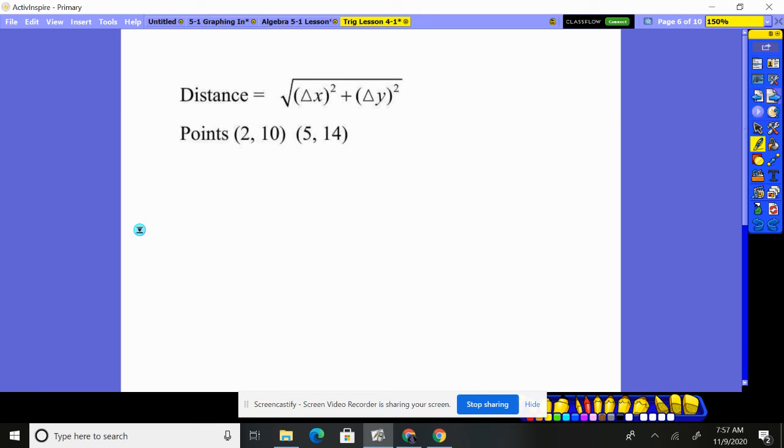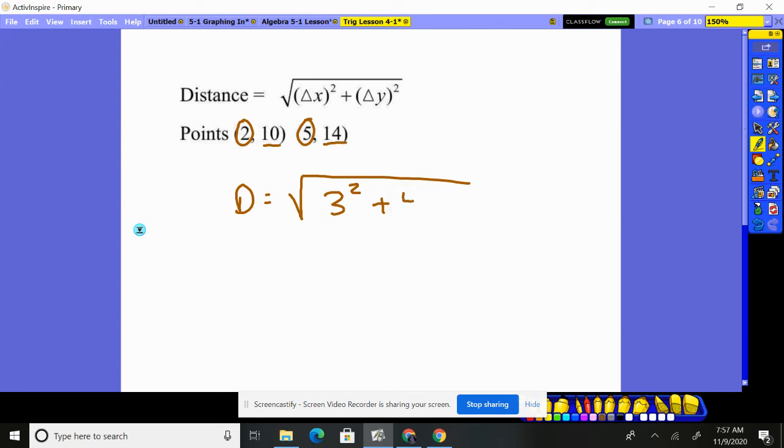So let's say we need the distance between these points. Well, I'm simply going to subtract my x's, 5 and 2. The difference between 5 and 2 is 3, and I'm going to square it. Doesn't matter if you do it backwards, because 2 minus 5 is negative 3, and once you square negative 3, it's going to be positive 9 no matter what. So here, we don't even have to worry about negative values or anything.